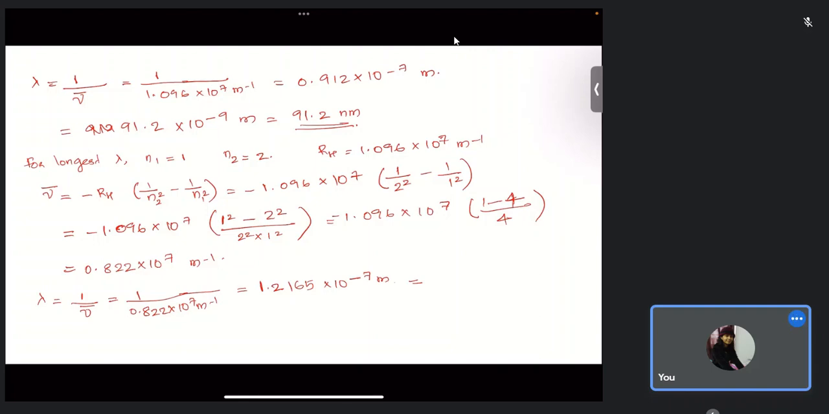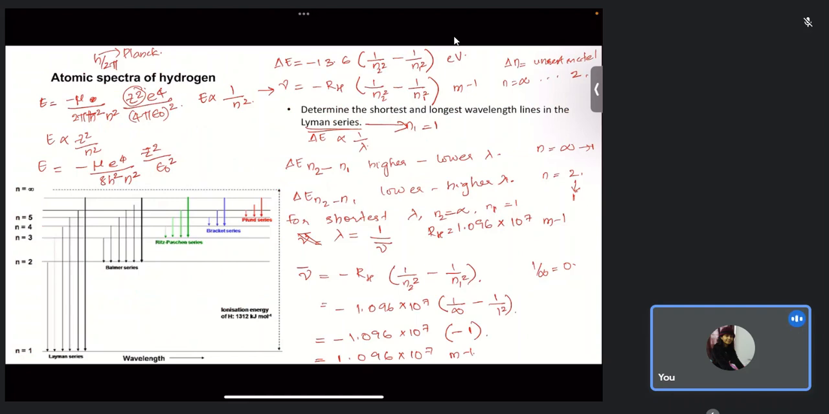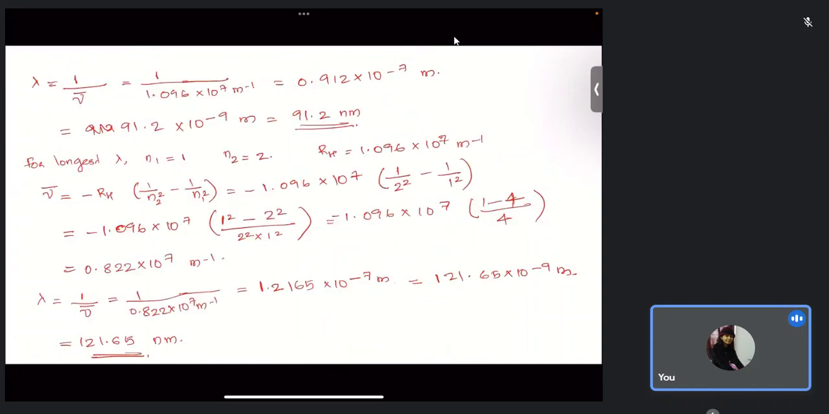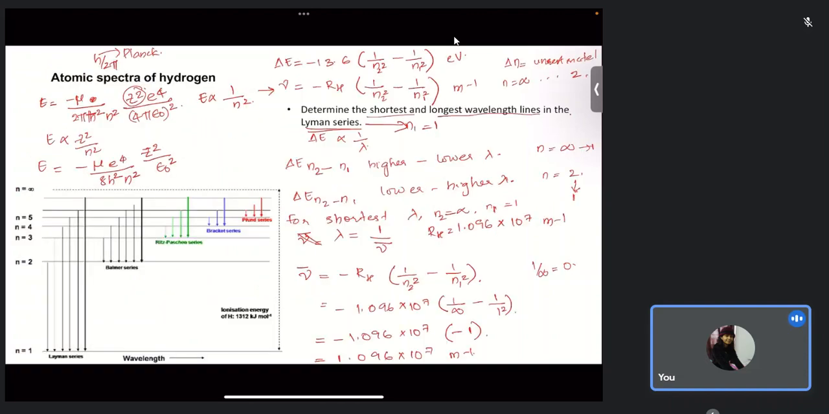So this is 121.65 into 10 to the power minus 9 meter, which is 121.65 nanometer. This is the longest wavelength that we can observe in the Lyman series. So in this particular question, we have been asked to determine the shortest and the longest wavelength lines in the Lyman series.